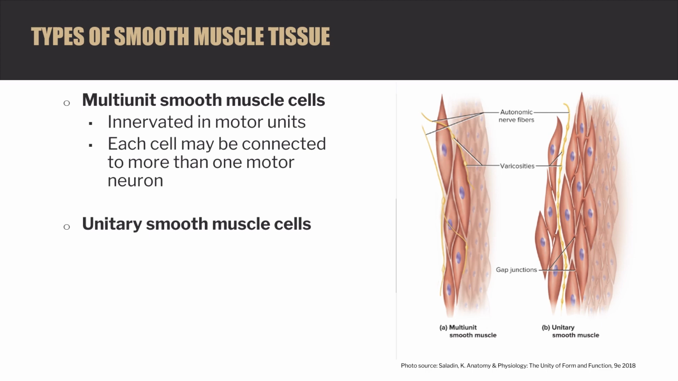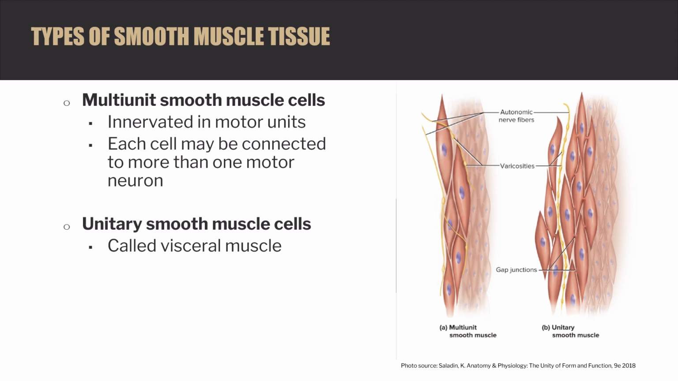Unitary, single unit, smooth muscle is more common. It occurs in most blood vessels and in the digestive, respiratory, urinary, and reproductive tracts. Therefore, it's also called visceral muscle. This type forms the aforementioned layers in many of the hollow viscera.